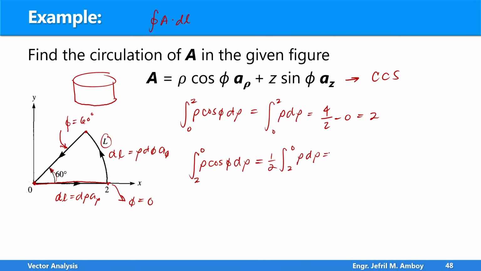O, di ba? Dali lang? Yes. So, mag-integrate tayo. Rho squared over 2. So, it becomes 0 minus 2 squared is 4 over 2. So, here we have negative 2 divided by 2 is negative 1. Okay, so now we are ready to get the circulation of A. The circulation of A through this closed path is equal to 2 plus 0 plus negative 1. So, the answer is 1.